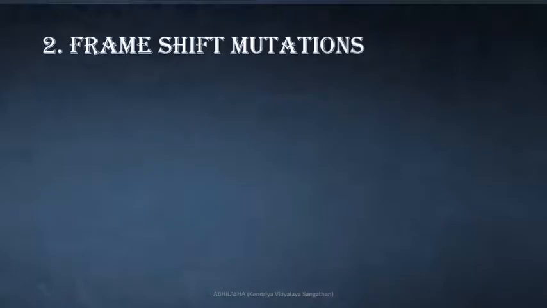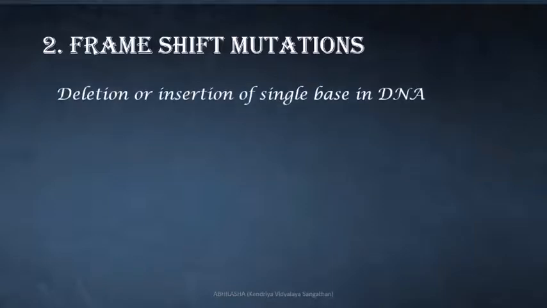The second type of mutation is frame shift mutation. Though we'll be discussing this in more detail in the next chapter, a short introduction is essential here. In frame shift mutation, there is deletion or insertion of a single base. So either a base is removed or a new base is added.